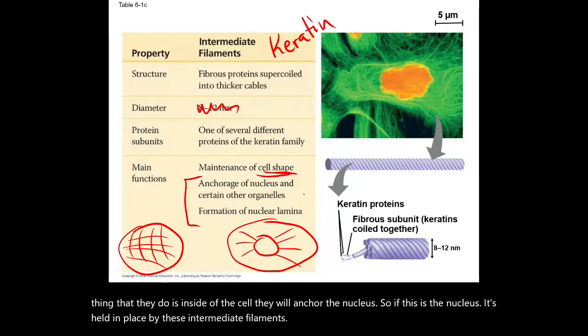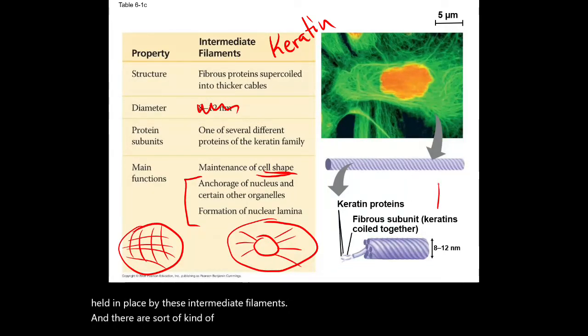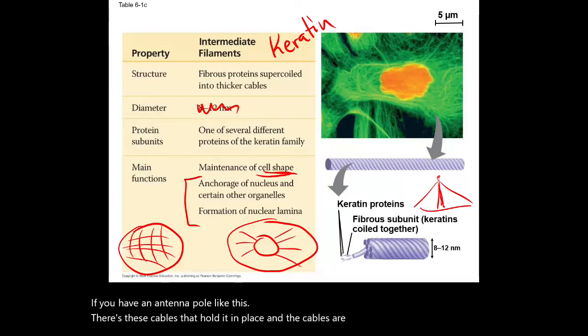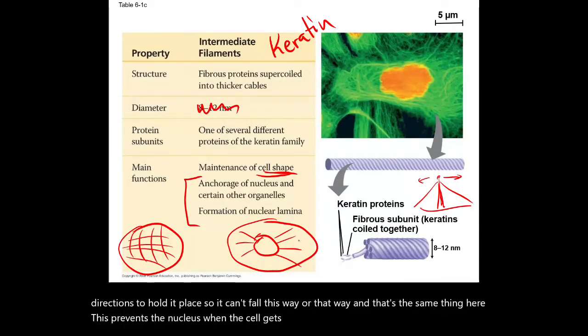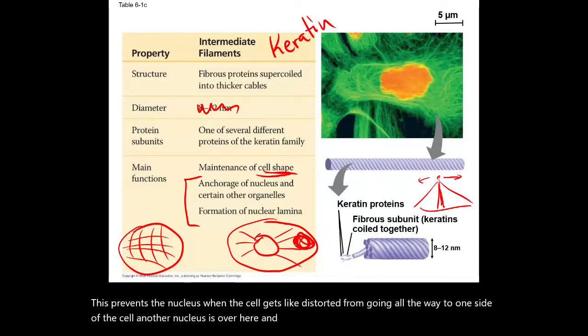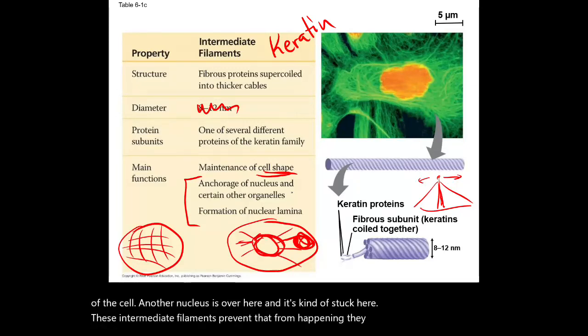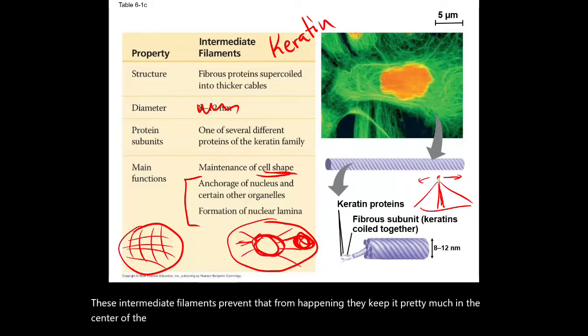It's kind of like if you have an antenna pole like this, there's these cables that hold it in place, and the cables are stretched in all the directions to hold it in place so it can't fall this way or that way. And that's the same thing here. This prevents the nucleus, when the cell gets distorted, from going all the way to one side of the cell, where it would be stuck. These intermediate filaments prevent that from happening. They keep it pretty much in the center of the cell where it belongs.